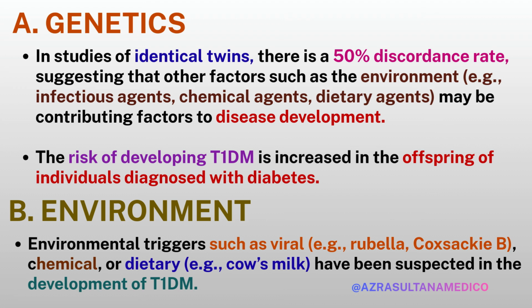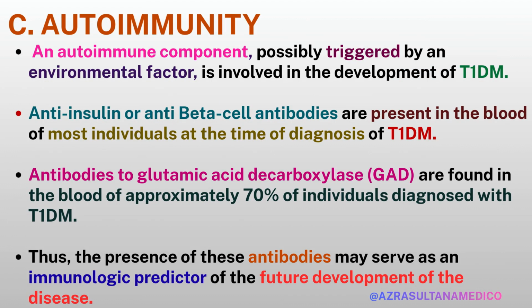B. Environment. Environmental factors are believed to act as triggers in genetically susceptible individuals. Suspected environmental triggers include viral infections, such as rubella and Coxsackie B virus, chemical exposures, and dietary factors, such as early exposure to cow's milk. These factors may initiate or accelerate the autoimmune process that leads to the destruction of pancreatic beta cells. Together, genetic susceptibility and environmental triggers contribute to the immune-mediated destruction of beta cells that ultimately results in type 1 diabetes mellitus.